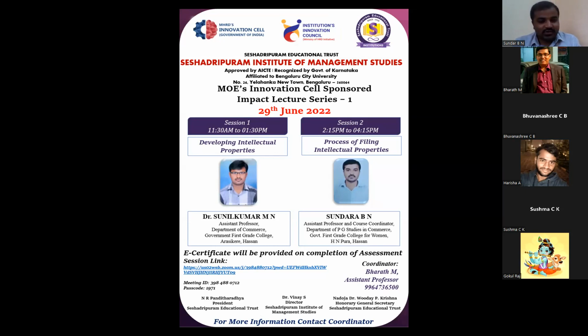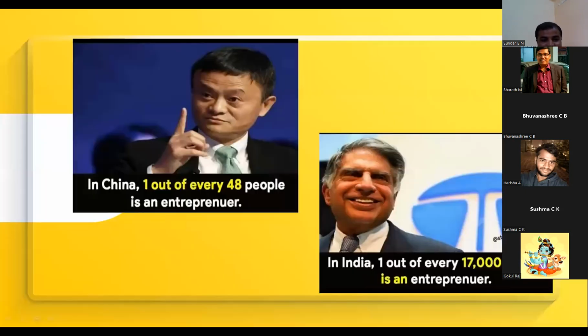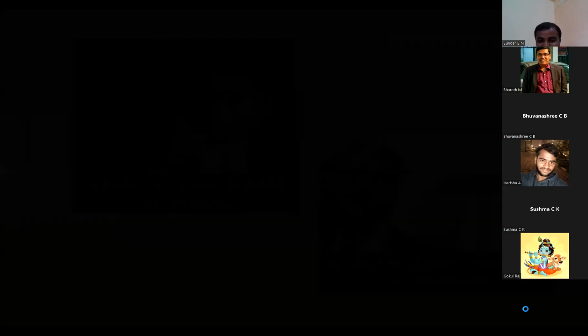So as I told you already, in China, 1 out of every 48 people is an entrepreneur, whereas in India, it is 1 out of 17,000. So think about how far we are from China. They are number 1 in export and also number 1 in dumping.